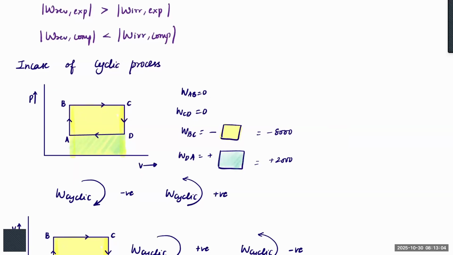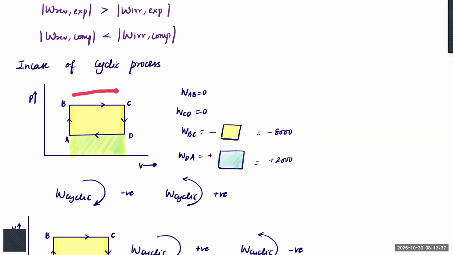Suppose you notice a cyclic case, from B to C, this is the area that is covered, correct? And D to A, this is the area that is covered. So the resultant will be this one minus this one. So what is left? This one is left. Therefore, the overall work done from A to B, B to C, C to D, and D to A will be simply the area under the graph.